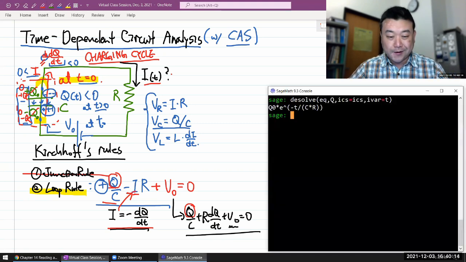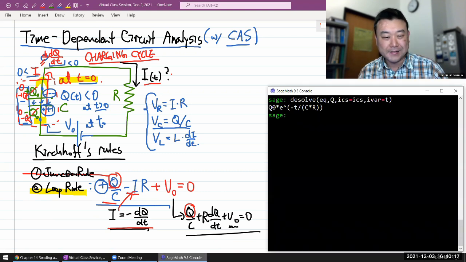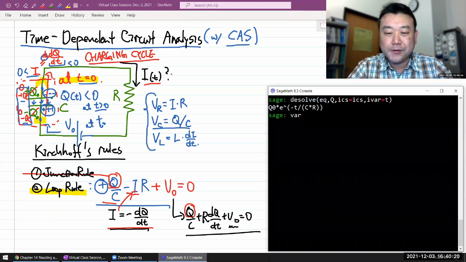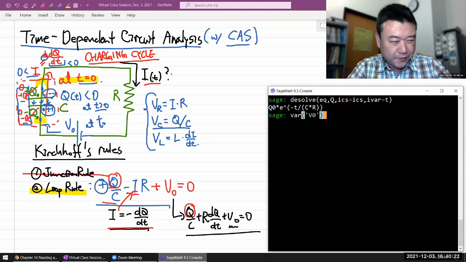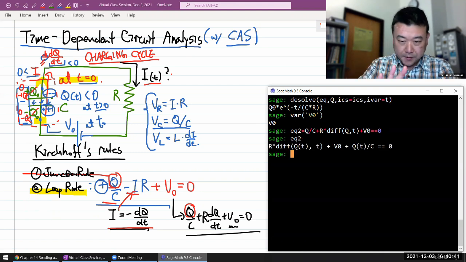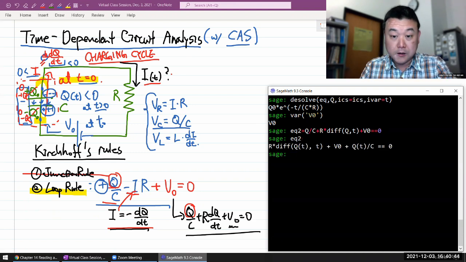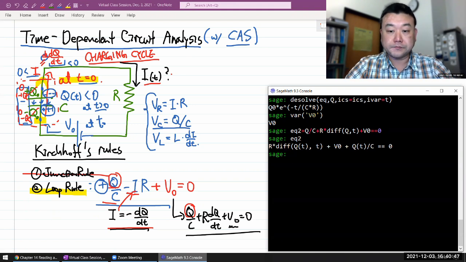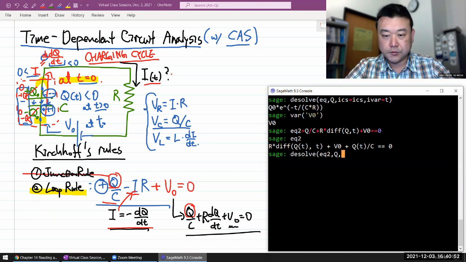So now let's solve it in the computer algebra system. Let's see. Oh, I need to declare my variable V naught. I don't think I've used it yet. Okay, let me define my equation 2. That's going to be Q over C plus R times the derivative of Q with respect to time t, plus V naught is equal to 0. That's my differential equation 2. Compare and make sure it looks okay. Okay, let's solve differential equation 2 in terms of Q. Let's start with just no initial conditions.